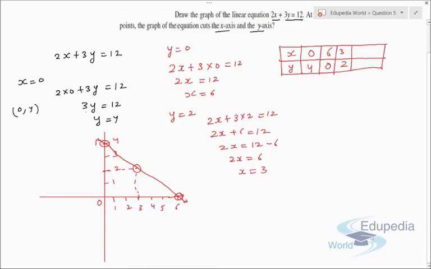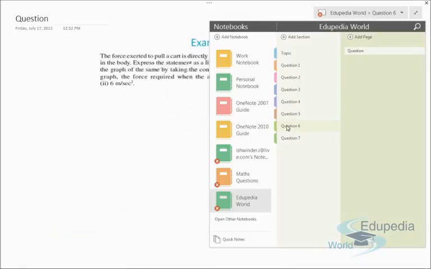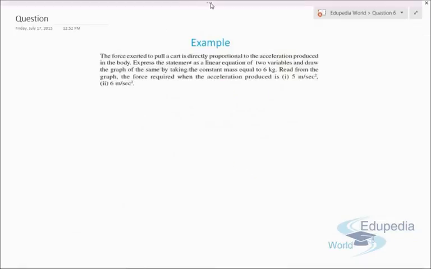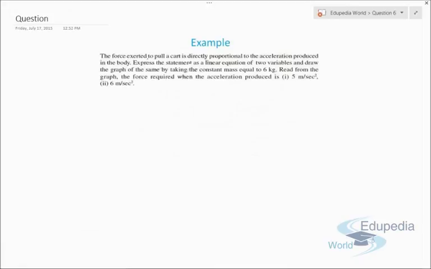Clearly we can see that the line cuts the x-axis at the point 6 and 0 and it cuts the y-axis at the point 0 and 4, which is the solution of the equation. So this is how we can solve these types of questions. Let's move on to question number 6.